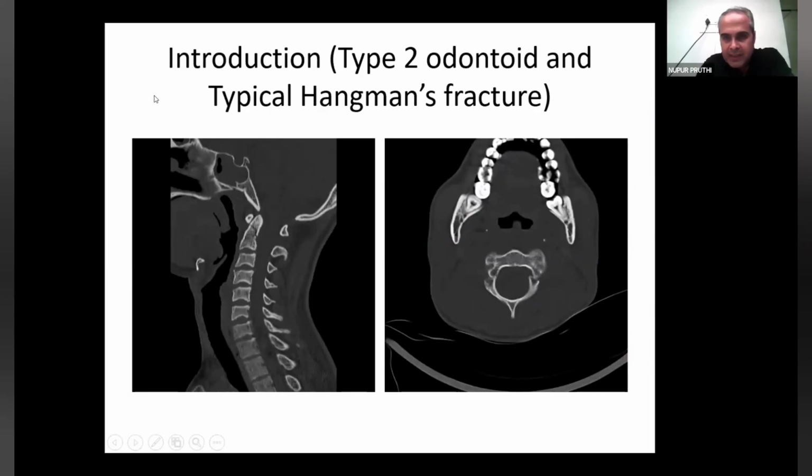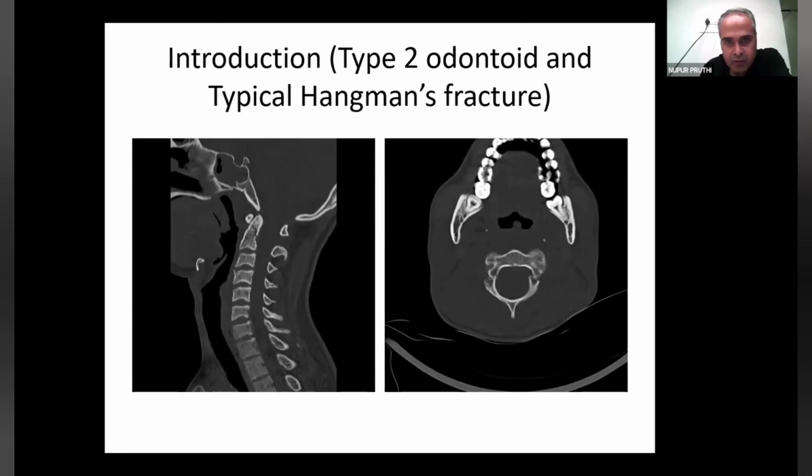So these are the two typical fractures we see at the CV junction. This is a type 2 odontoid fracture. This is a classical hangman's fracture. We all know from the wonderful presentation by Dr. Ashim just now, it has made my job much easier. But I'm not going to talk about these two fractures here.